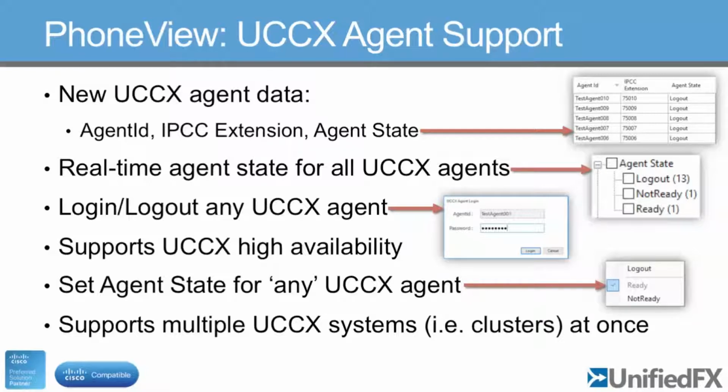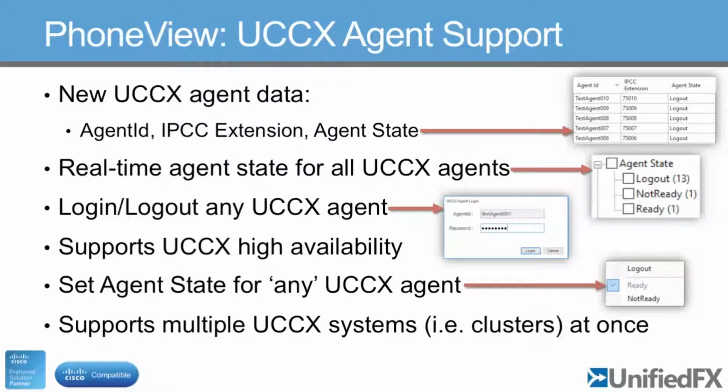Now, just a quick summary: we've got additional UCCX data that's now been added to phone view. You get the agent ID of the person associated to each device, where they are, their extension, and their agent state. That agent state is the real-time state event data that we get from UCCX using our CTI connectivity, so it's crazy fast and accurate in real time. It's updated and included inside the tree summary, so you can even see the grouping and totals for each person in each state.